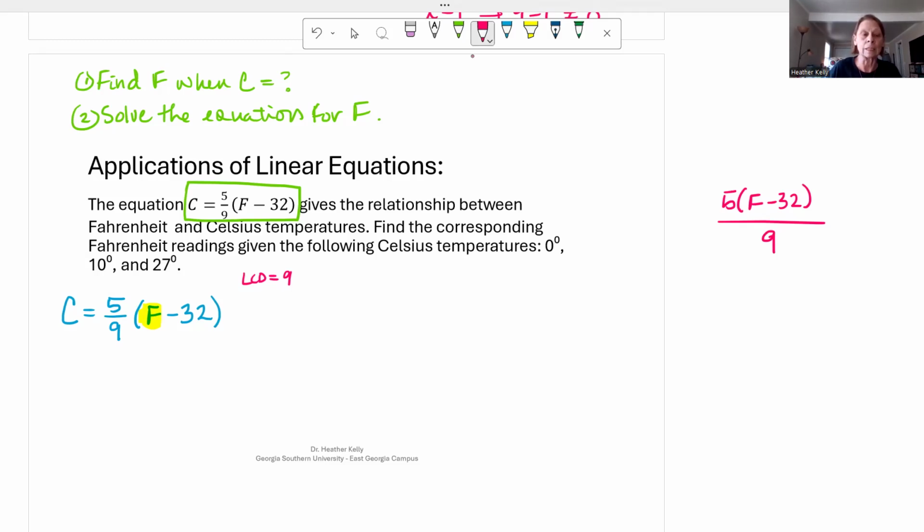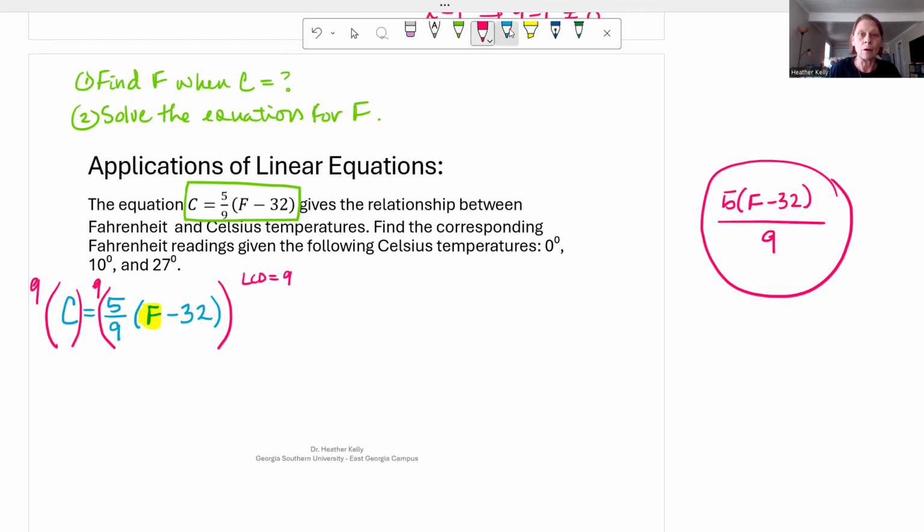Okay, so the LCD is 9, so I need to multiply this one piece, because remember, it's all just one piece. If I write it like that, I need to multiply this one piece by 9. Okay, now you might be asking, Dr. Kelly, why didn't you multiply the F by 9 and the negative 32 by 9? And it's because this is all one piece.